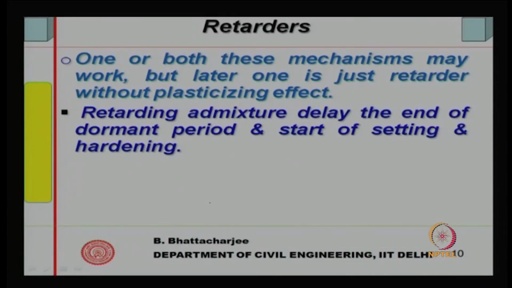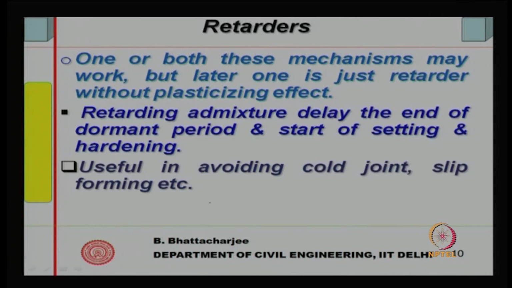Retarding admixtures delay the end of the dormant period. We saw the dormant period earlier. Dormant period means the period during which ettringite is largely formed. In the first 30 minutes ettringite is formed, and CSH formation really does not start. So, this essentially ensures a longer dormant period, and therefore setting is delayed. After that, setting starts, followed by hardening.